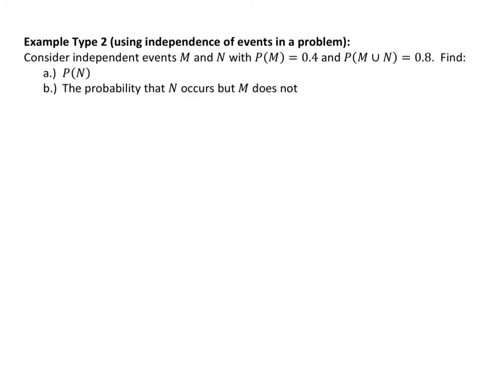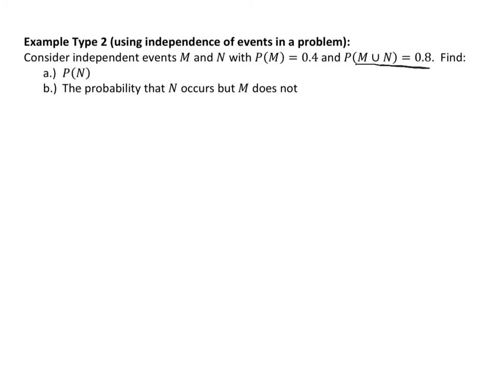In this one, you're going to be told that events are independent, and you're going to need to use that to do other things. So the example says, consider independent events M and N with the probability of M being 0.4 and the probability of M or N being 0.8. Okay? So for part A, find the probability of N. So you'll notice here that we're given this OR probability.